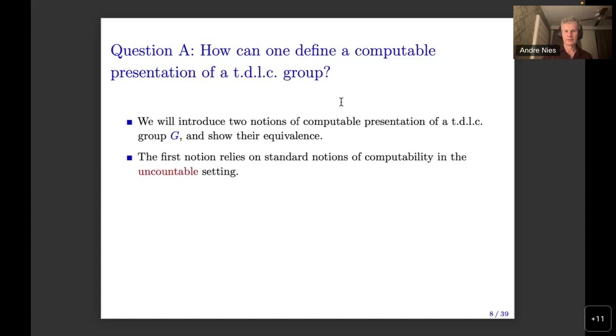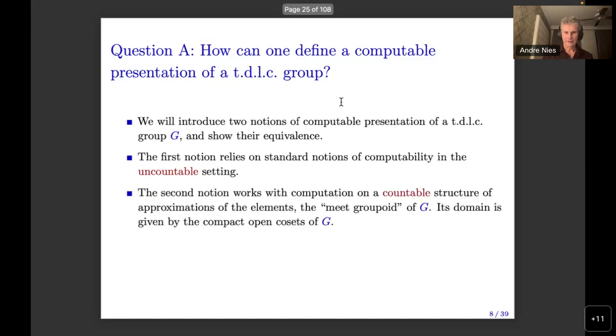TDLC groups are uncountable unless they are discrete. So the interesting ones are uncountable. So that's possible, but of course you feel more comfortable perhaps with computability in the countable setting. And so the other approach just uses a countable structure of approximations to elements, the aforementioned meet groupoid. And this domain, I can tell you now, is the compact open cosets of G. I know there are lots of compact open subgroups, but I actually also want their cosets. Each open subgroup has only countably many cosets, so it's still a countable structure, and I tell you what the algebra on that structure is.